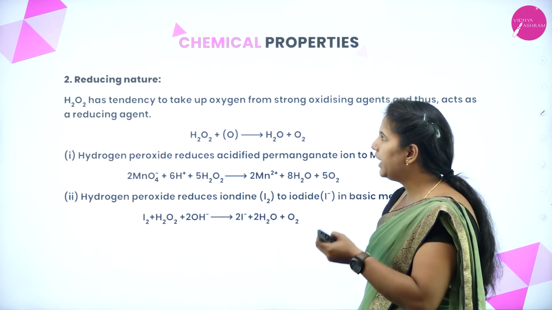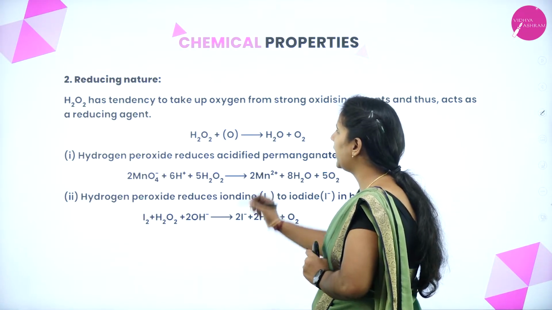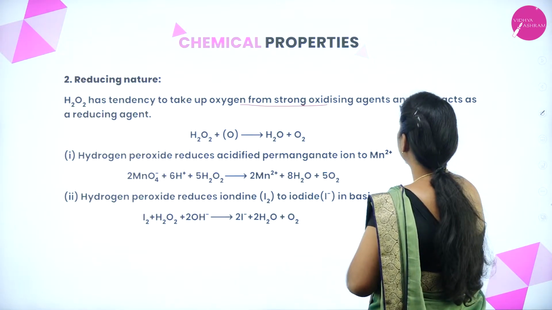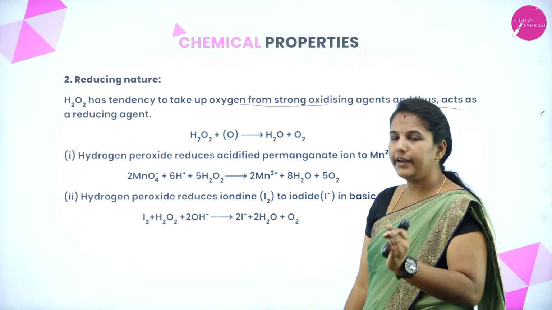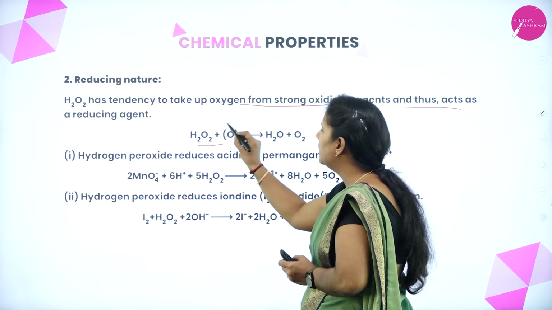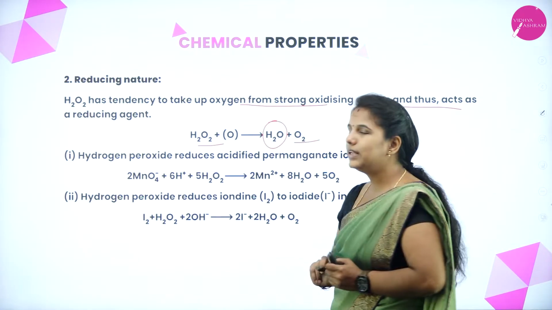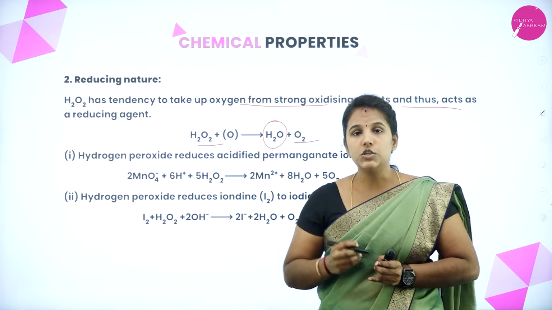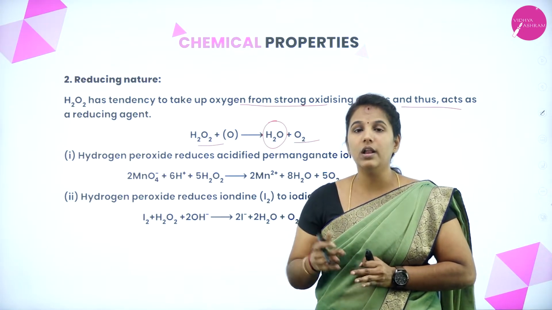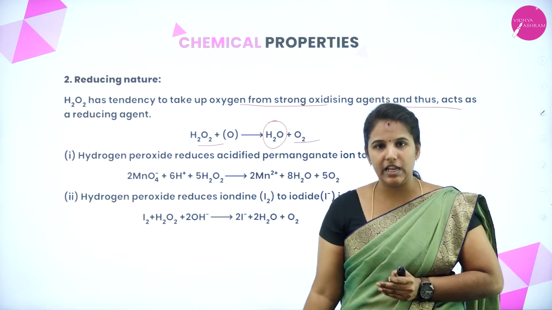Next is reducing nature. Hydrogen peroxide has a tendency to take up the oxygen from a strong oxidizing agent. Thus, it acts as a reducing agent also. You can see that the hydrogen peroxide reacting with the oxygen and forming what? Water molecule with the liberation of oxygen. So, this shows that hydrogen peroxide is receiving one more electron and gets reduced. Hence, it is known as reducing nature.